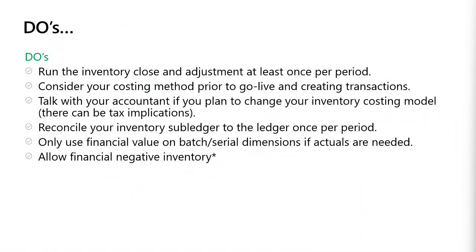Now that we've reviewed all the basics, let's recap the do's and don'ts. Normally we try to keep them all in one slide, but for space, we've split them into 2 slides today. Let us first review the do's. The first do we have is to run the inventory close and adjustment process at least once per period. Remember that the closing process not only makes settlements and adjustments, but also prevents the backdating of transactions.